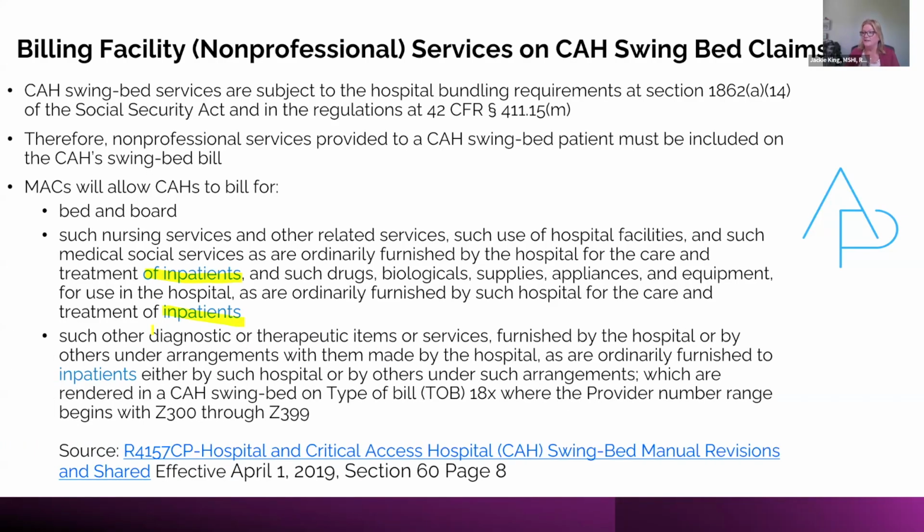Such other diagnostic, lab, x-ray, MRI, or therapeutic, endoscopy, surgical items or services furnished by the hospital or by others under arrangements made with them by the hospital, ordinarily furnished to inpatients, either by your hospital or by another hospital under arrangements, that's going on your swing bed bill, your 181, where you're putting on your critical access hospital provider type. So let's just think about this for a minute. This means if you have a patient in a Part A swing bed stay and they have to have an endoscopy, the endoscopy goes on your swing bed bill.